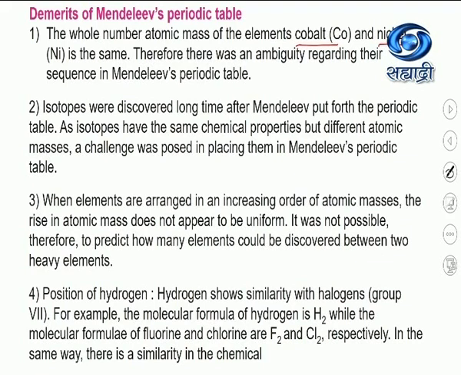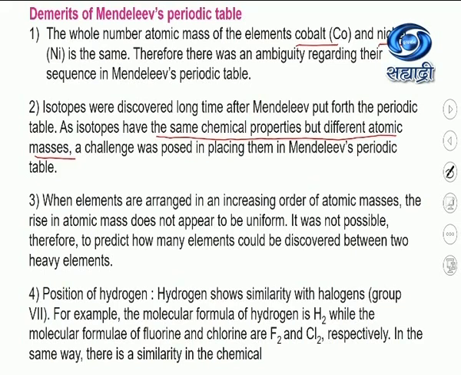The second demerit: isotopes were discovered a long time after Mendeleev put forth the periodic table. Now, what are isotopes? Isotopes are atoms of an element having the same atomic number but different mass numbers. See, the mass number of the same element can be different. Those are called isotopes. As isotopes have the same chemical properties but different atomic masses, a challenge was posed in placing them in Mendeleev's periodic table. For the same element with the same chemical properties, where to place it?